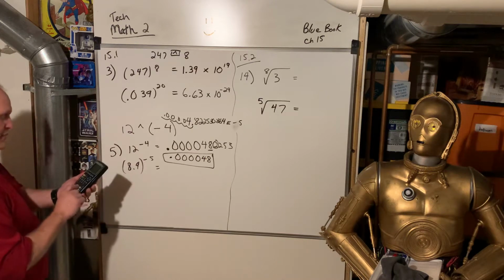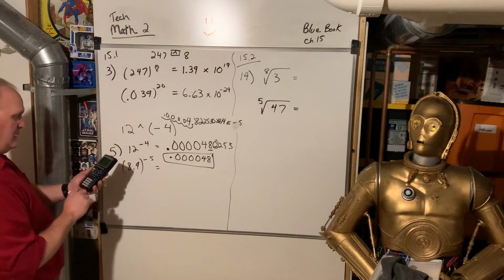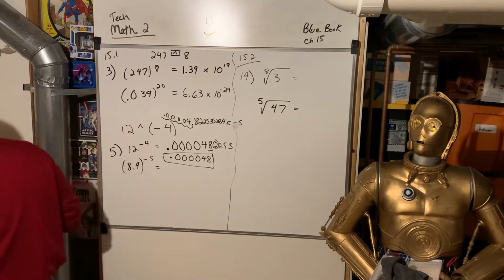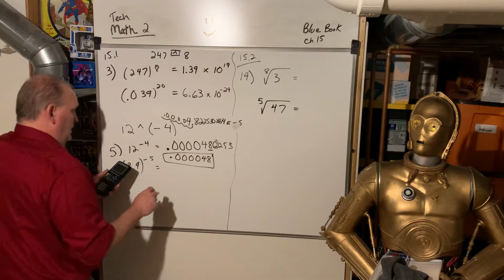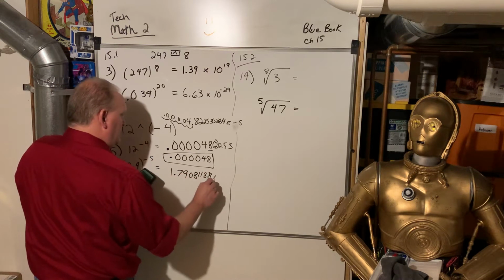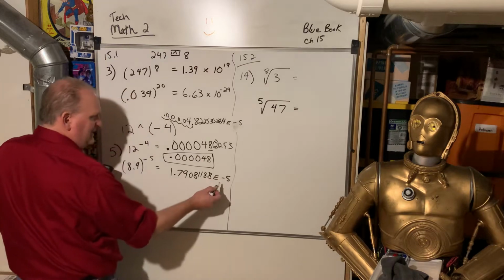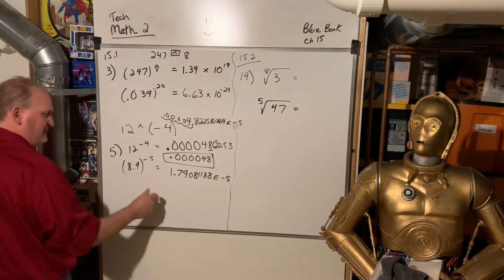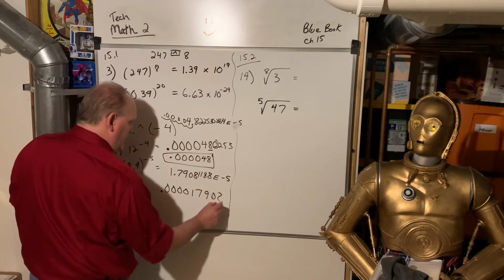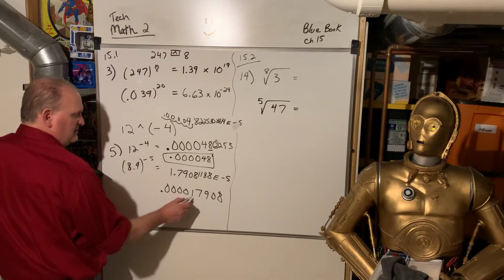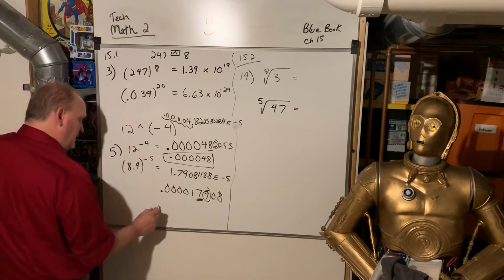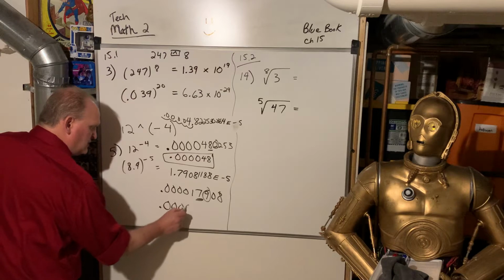Same dog, different fleas, right? 8.9 to the negative 5th power is 1.79081188 e to the negative 5. So that's times 10 to the negative 5th. So that's 5 places again to the left. So that adds 4 zeros, and then 17908. Tenths, hundredths, thousandths, 10 thousandths, 100 thousandths, millionths. This time that is enough. That 9 is enough to bump the 7 up to an 8. So 0.000018.